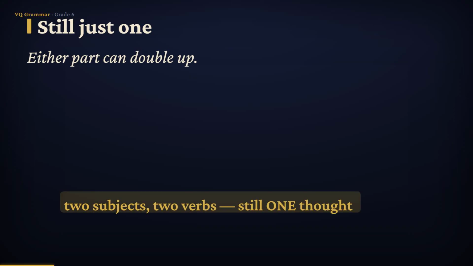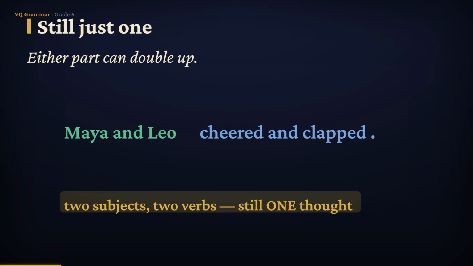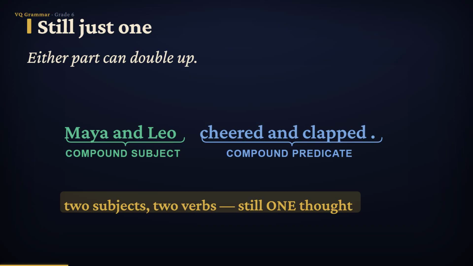Here's a surprise that trips people up. A simple sentence can still have two subjects, or two verbs, and stay simple. Watch. Maya and Leo cheered and clapped. There are two people, Maya and Leo, and two actions, cheered and clapped. But it's still one complete thought about one team of people doing things together. So even with a compound subject and a compound predicate, this is still one simple sentence. Doubling up a part does not make a new sentence.